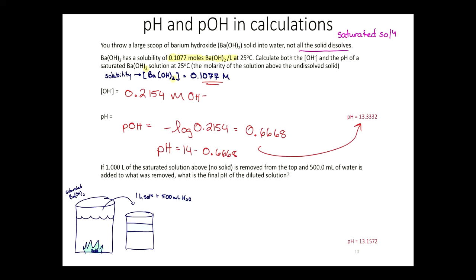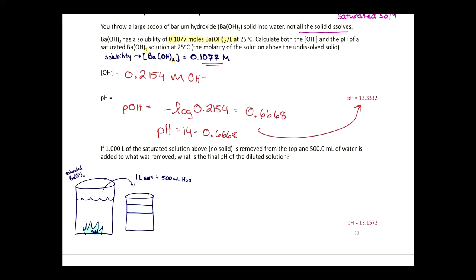All right, so let's just do one more. So that was a saturated example and the pH. So let's take 1 liter of the saturated solution, so just the solution above it. We're not taking any of the undissolved solids. And we remove it, and then we add an additional 500 milliliters of water. What is the final pH of that solution?